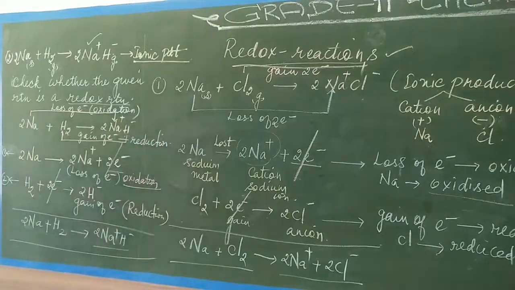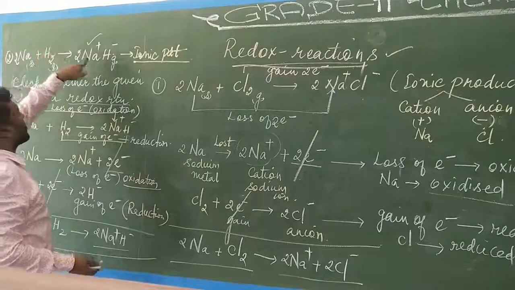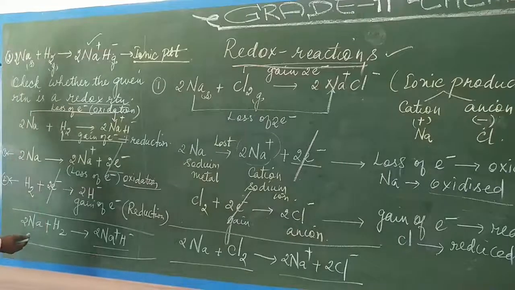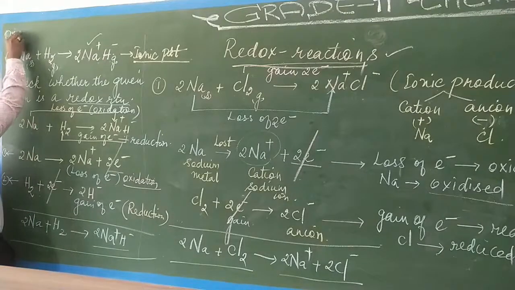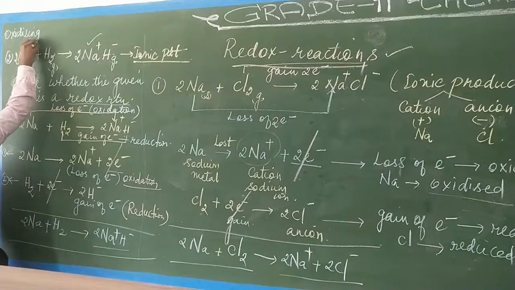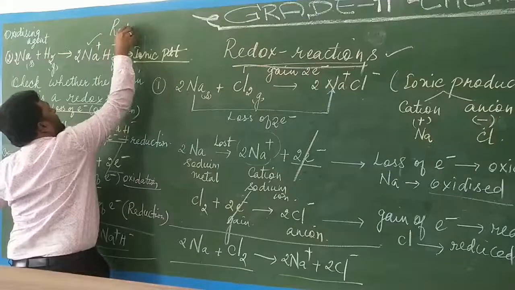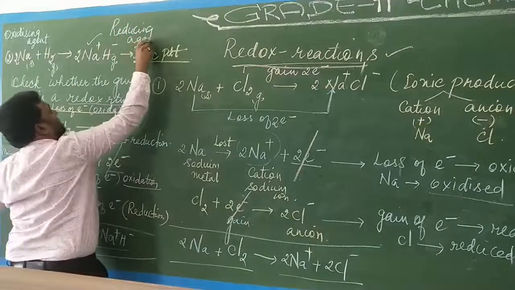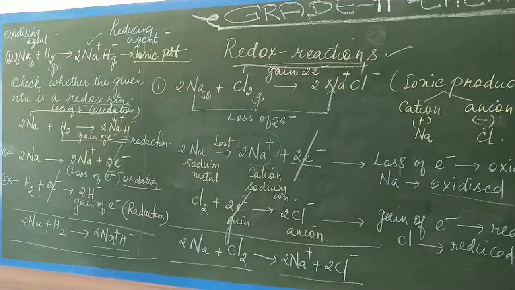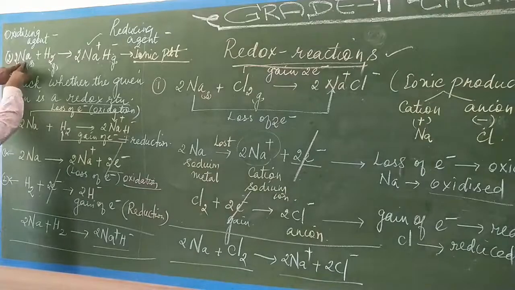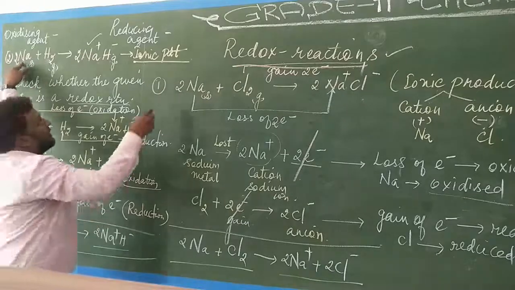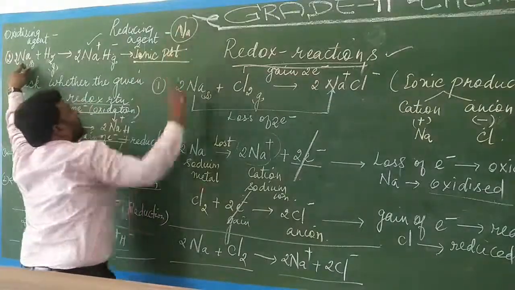Then next, from this reaction, sodium reacted with hydrogen, and the product is sodium hydride. From this reaction you have to tell me which is the oxidizing agent and which is the reducing agent. Now this sodium makes this hydrogen get reduced. So therefore sodium is called a reducing agent, because sodium is reducing this hydrogen. So the reducing agent here is sodium.